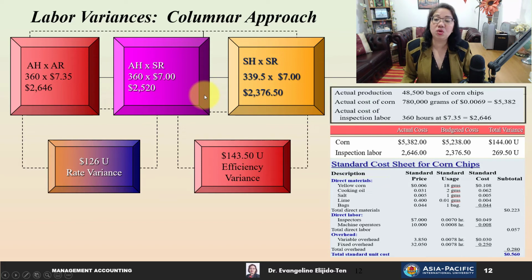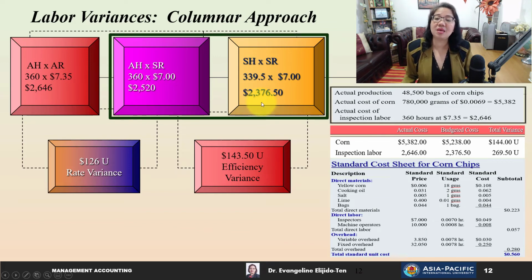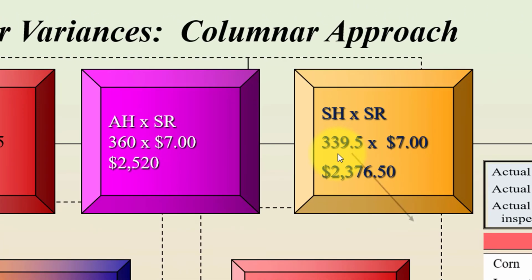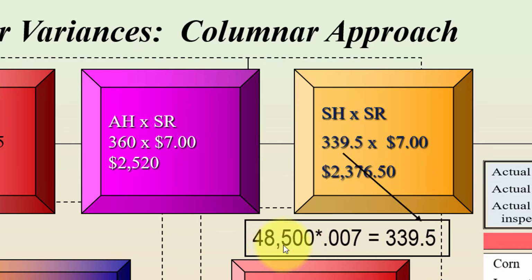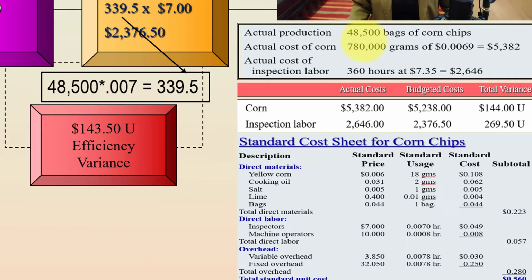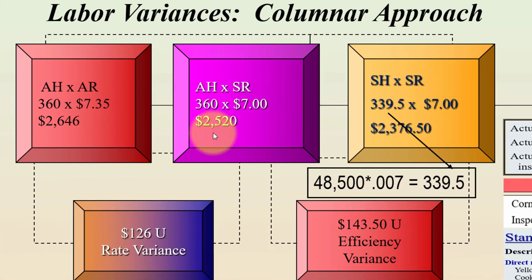Next, we'll move on to the usage or the efficiency variance. So we will now compare this middle figure, 2,520, with the standard hours at standard rate. The standard hours of 339.5 is calculated by multiplying the actual number of output produced, 48,500 bags, with the standard usage or the standard hours for inspectors, 0.007. So that would give us 339.5. Then we'll multiply that by the standard rate, which is given here at $7. So that gives us $2,376.50. So the difference between this figure and the middle figure, 2,520, is $143.50. And that is the efficiency variance.